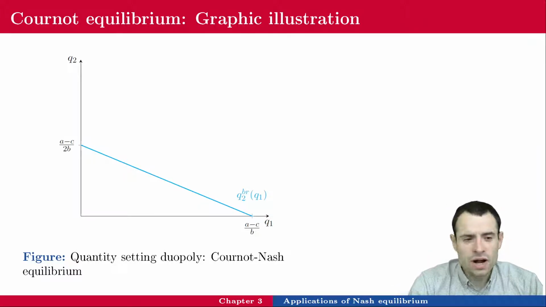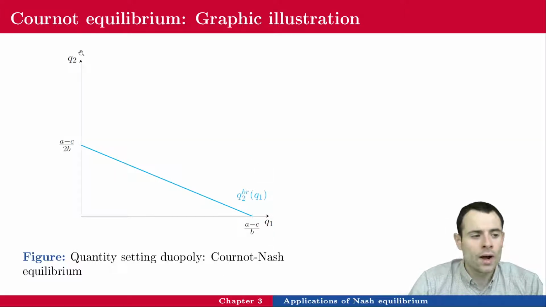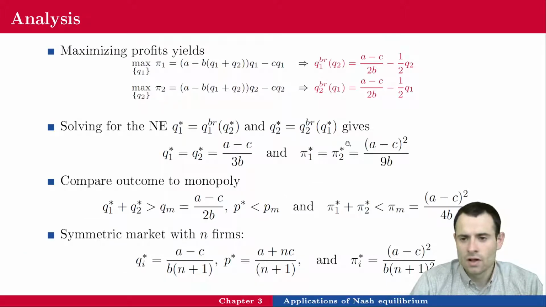Here on this graph, I'm going to report Q1 on the x-axis and Q2 on the y-axis. So I'm going to represent both firms' best responses. This line, the cyan blue line, is the best response of firm 2 to the quantity set by firm 1 in general. So this is pretty much the graph of this formula here. I am plotting best responses.